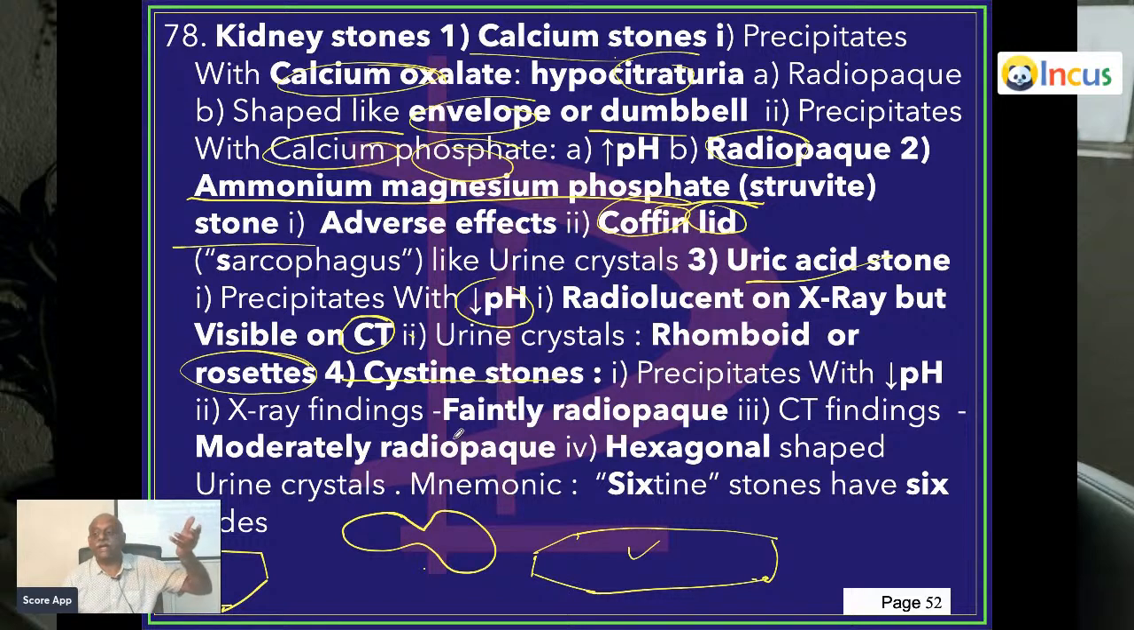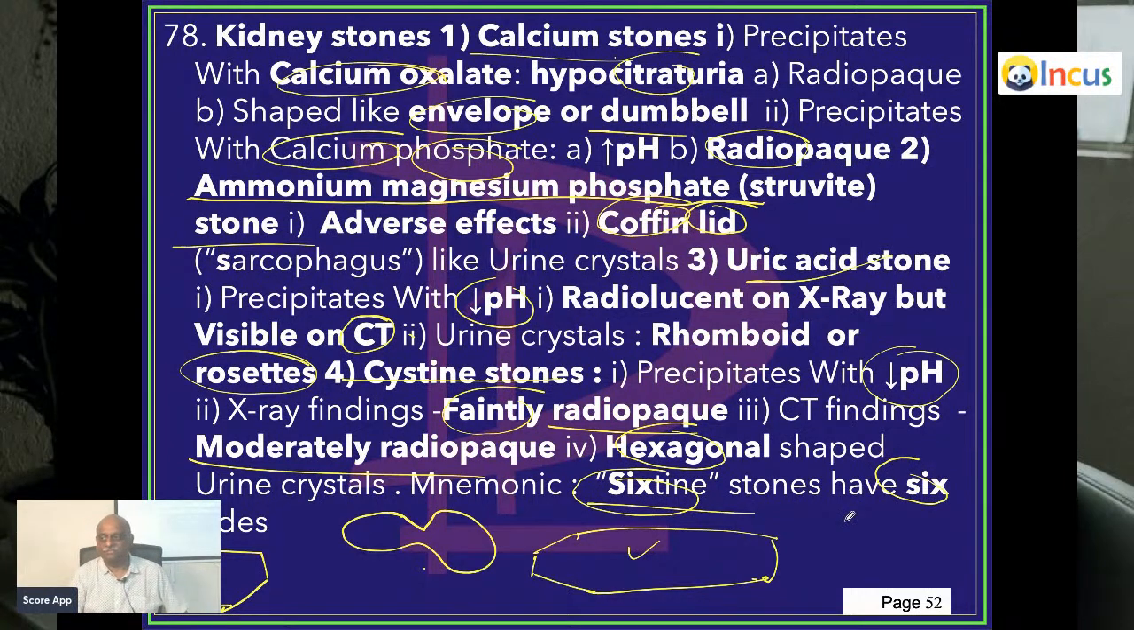Then cystine stones. They precipitate whenever there is an acidotic pH, similar to uric acid stones. On X-ray, they are faintly radio opaque, and on CT, they are moderately radio opaque. They are hexagonal in shape. So you can remember cystine has 6 sides, hexagonal. Rhomboid is urate.